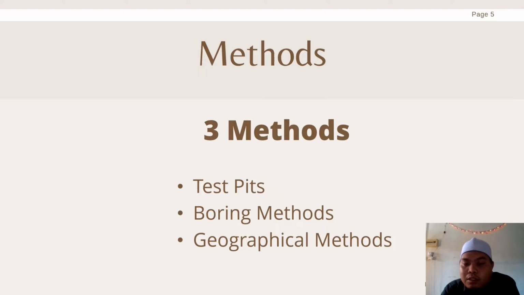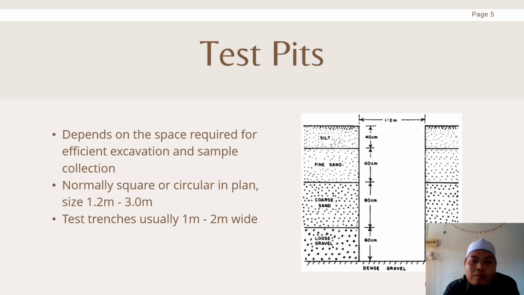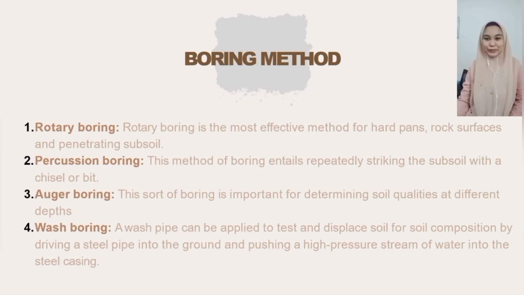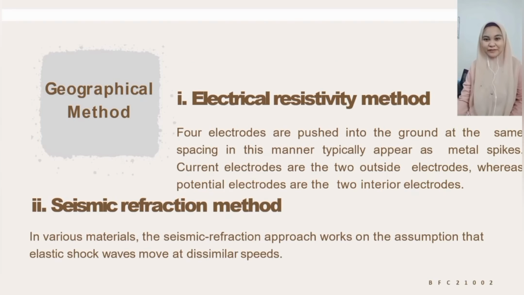For soil investigation, we have three methods, which are test pit, boring methods, and geophysical methods. For the test pit, it depends on the space required for efficient excavation and sample collection. It is normally square or circular in plan. Size is 1.2 meters up to 3 meters. The test trench is usually 1 meter up to 2 meters wide. There are four types of boring method, which are rotary boring, percussion boring, auger boring, and wash boring. There are two types of geophysical method, which are electrical resistivity method and seismic reflection method.